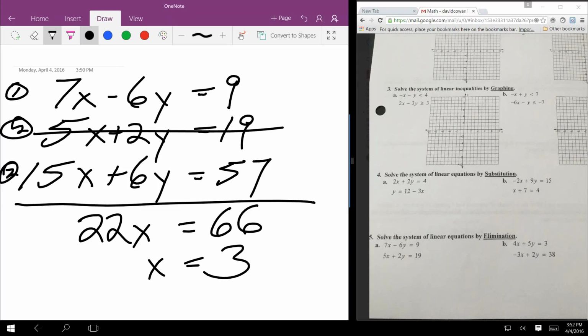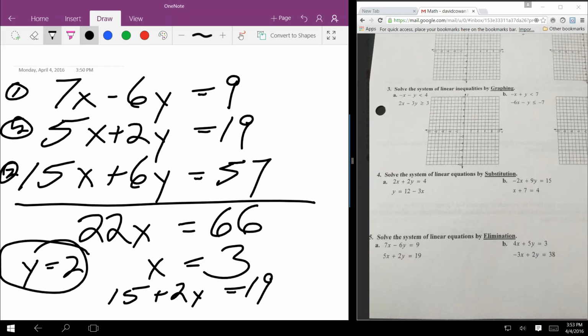How do I get y? Take one of the equations and replace x with 3. Which one? Let's do the second one, the 5x plus 2y. The middle one, the one that has the smallest numbers. So it would be 15 plus 2y equals 19. Subtract the 15 and you get 4. Divide by 2 and you have y equals 2. Y equals 2, x equals 3.